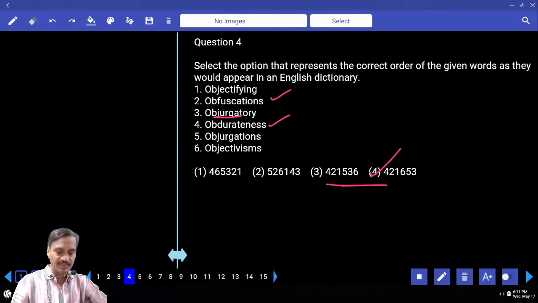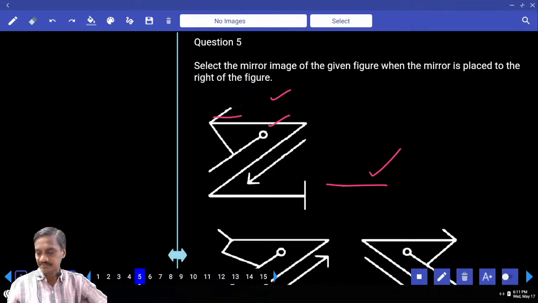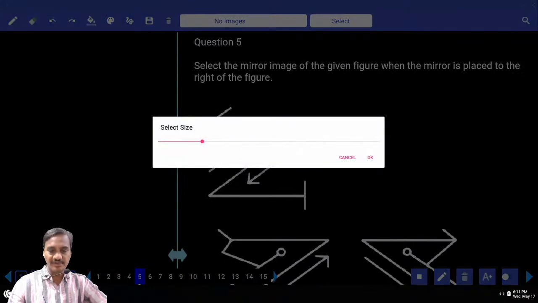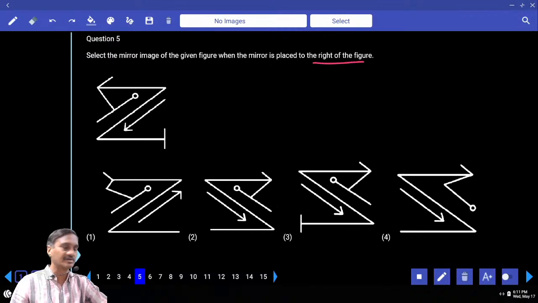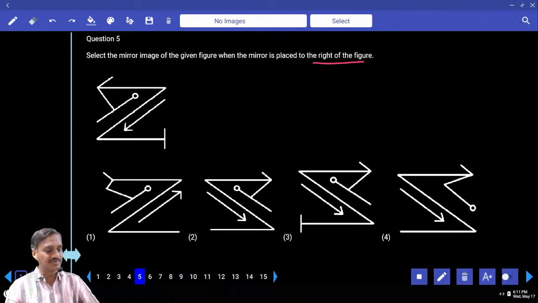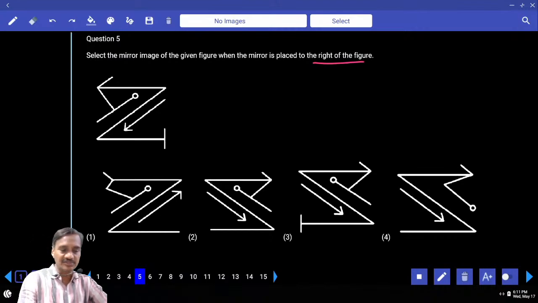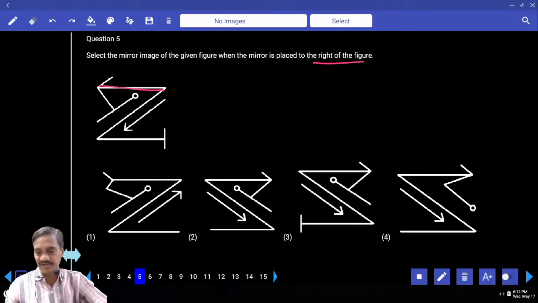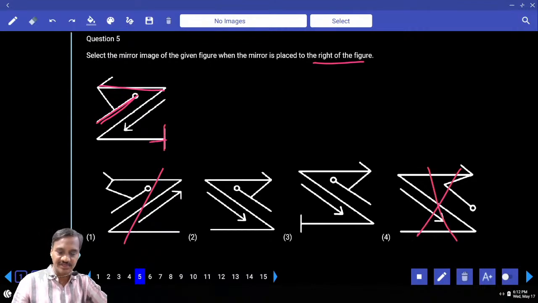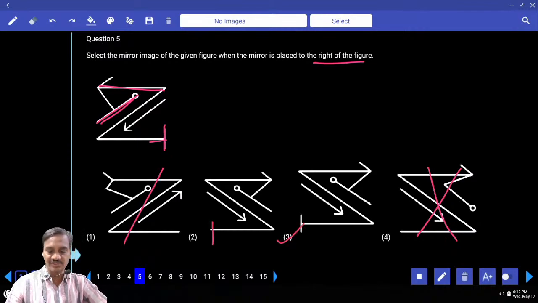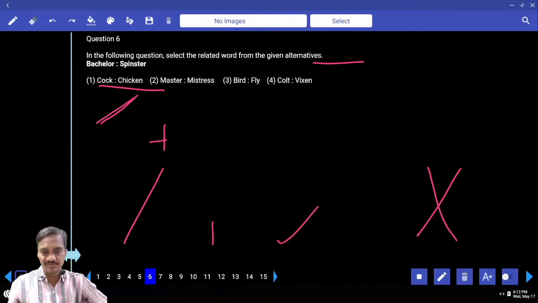Then the next one, the 5th one. Now in this question number 5, we need to find out the mirror image. Now the mirror image to this figure is placed to the right of the figure. If it is placed to the right hand side of the figure, then tell me what is your answer here? This arrow which is at the left hand side must be at the right hand side. And this one towards right must be towards left hand side. This is again ruled out. Isn't it? Then this line should be there. And so what is your answer? Choice 3.